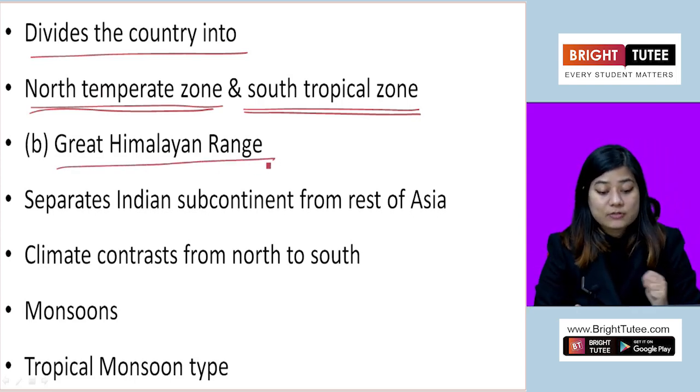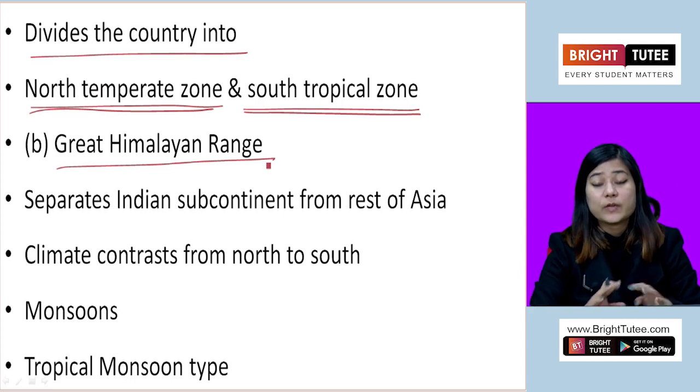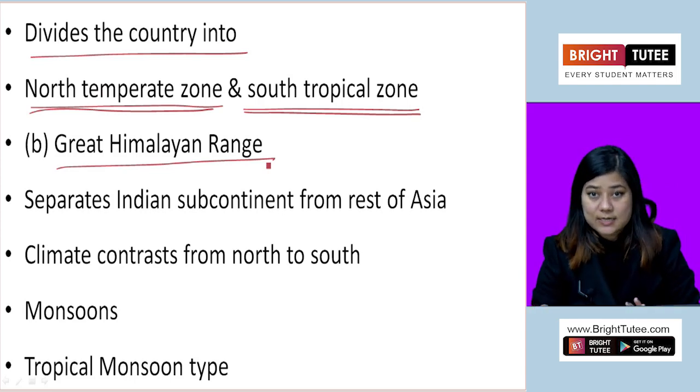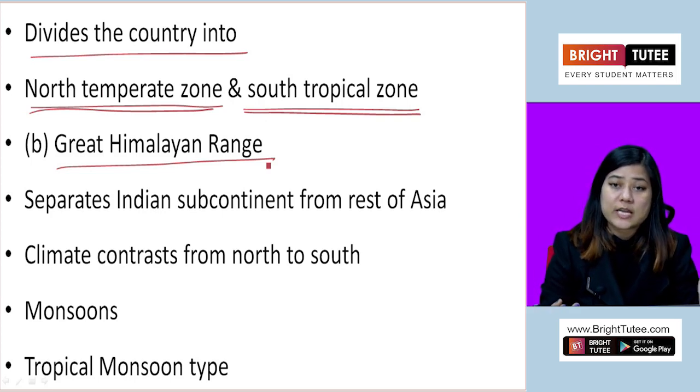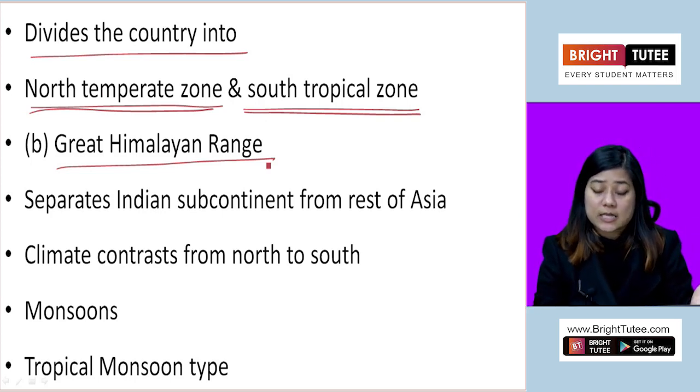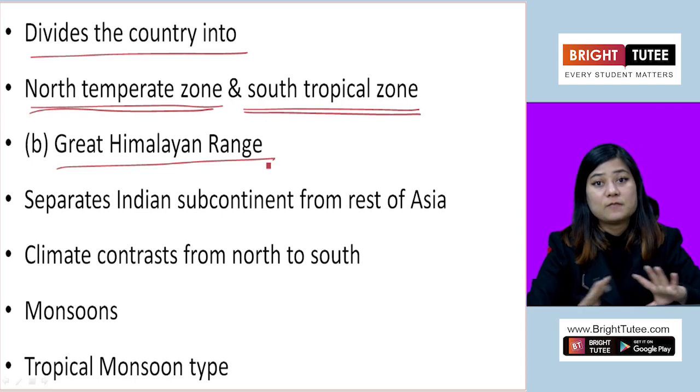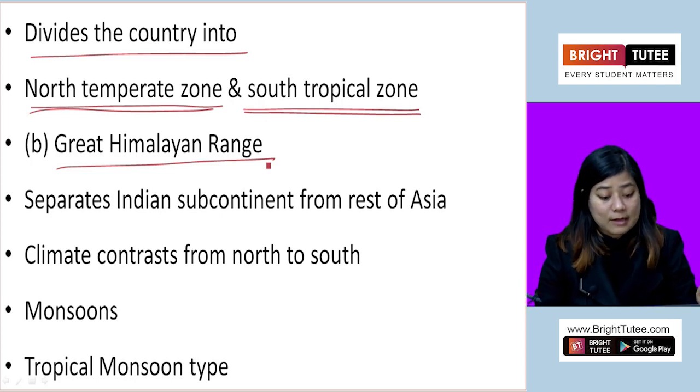And another factor which influences the climate of India is the Great Himalayan Range in the north. Now, the Great Himalayan Range, we know how vast it is, right? It extends from Jammu and Kashmir in the west to Arunachal Pradesh in the east. So it's a vast range of mountains.